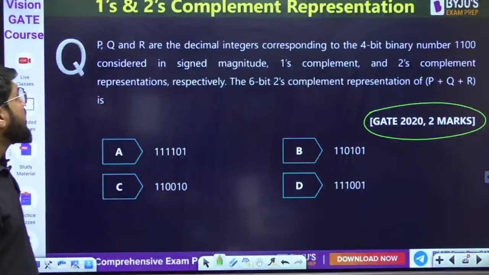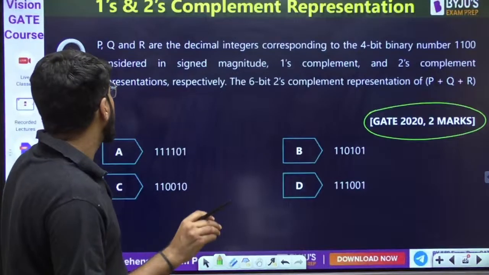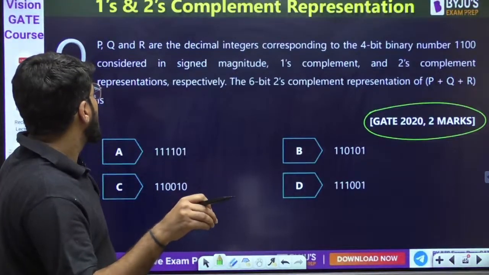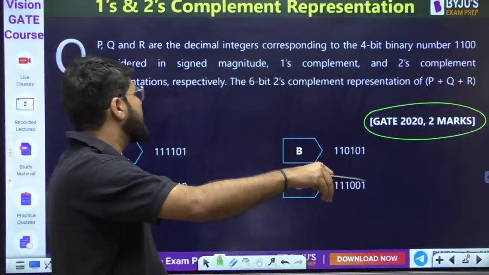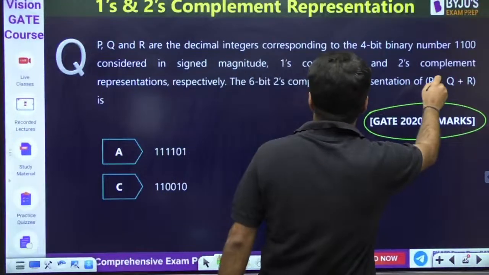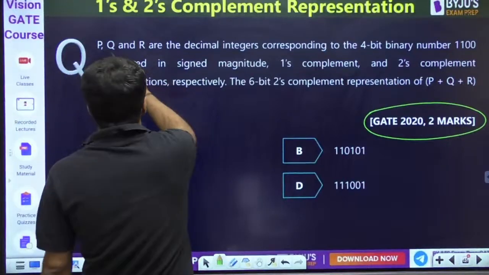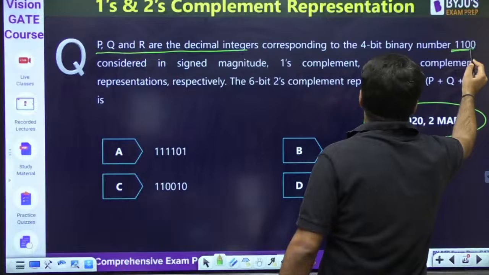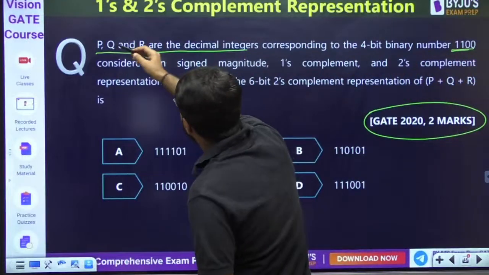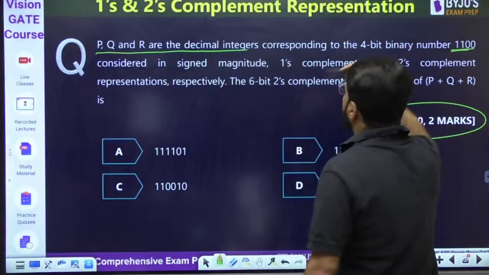P, Q, R are the decimal integers corresponding to the 4-bit binary number 1100, considered in sign magnitude, 1's complement, 2's complement representation. Then what is the 6-bit 2's complement representation of P plus Q plus R? P, Q, R are the decimal integers corresponding to the binary value 1100, but P is considered in sign magnitude, Q is in 1's complement and R is in 2's complement.